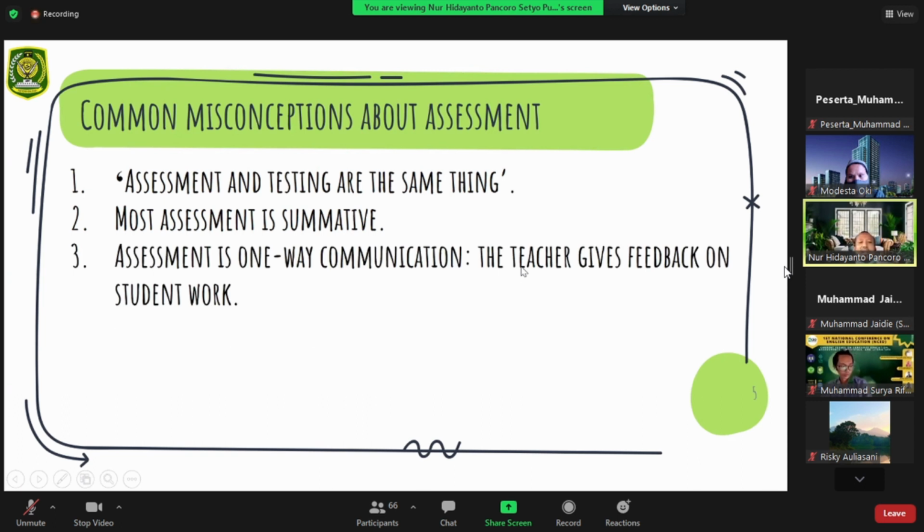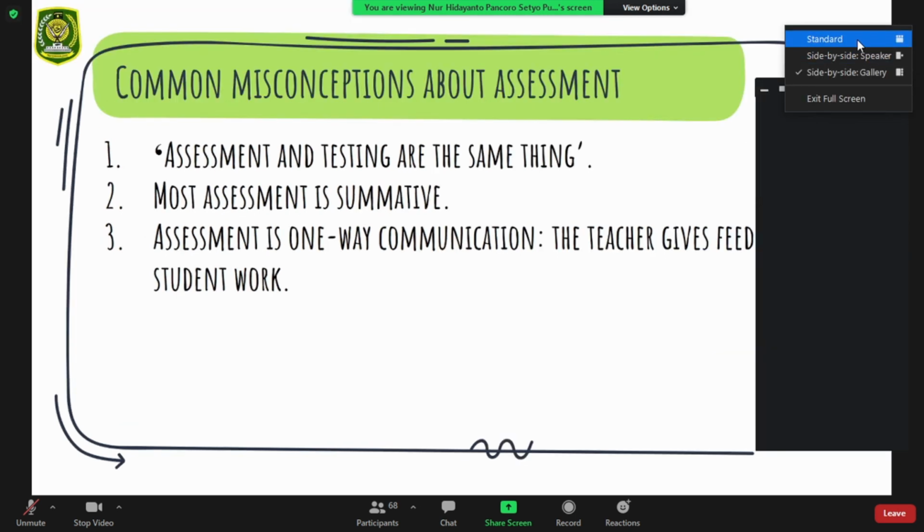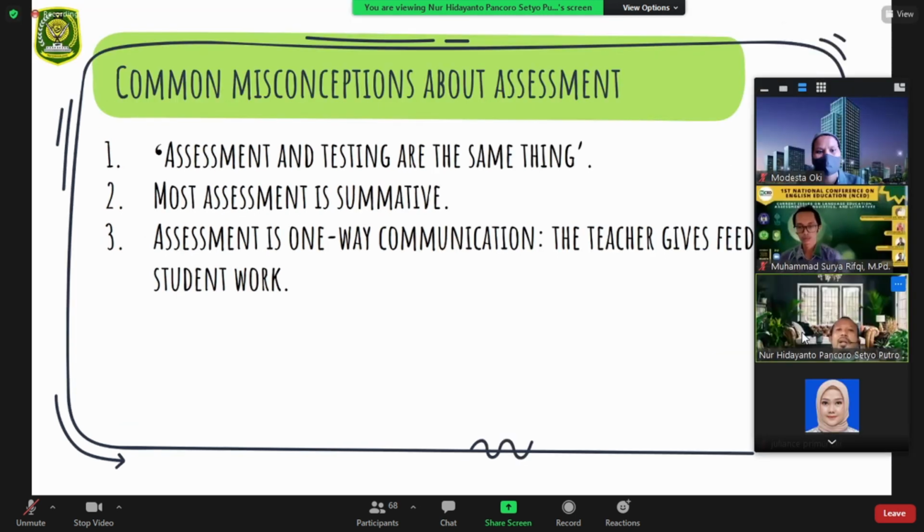And then the next one, assessment is one-way communication. I do believe that we agree that it is not a correct concept. When we are talking about assessment, it is not a one-way communication. It is even a two-way communication. We assess our students and then we give them feedback, and then they may want to ask what's wrong with me, how can I improve my performance? And then we provide them the answers. We help them to improve their performance. So this is what we are going to do.